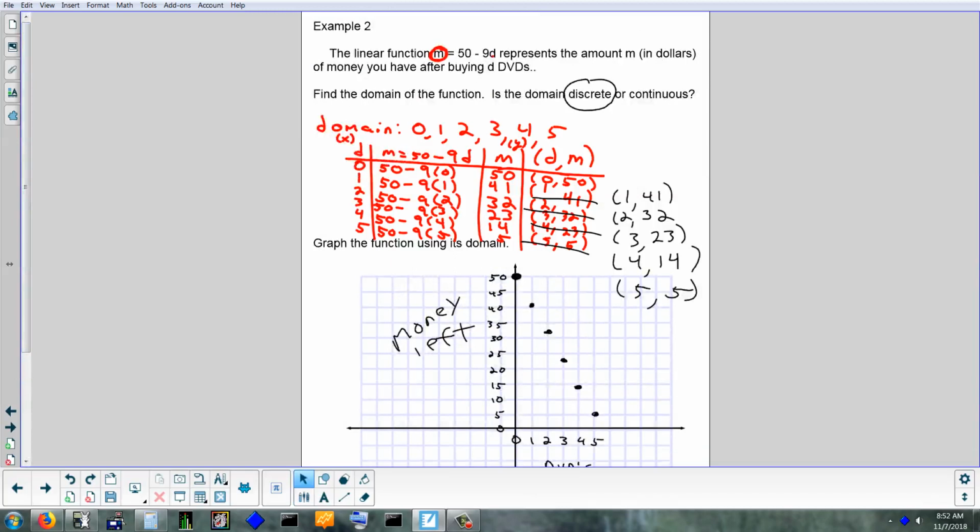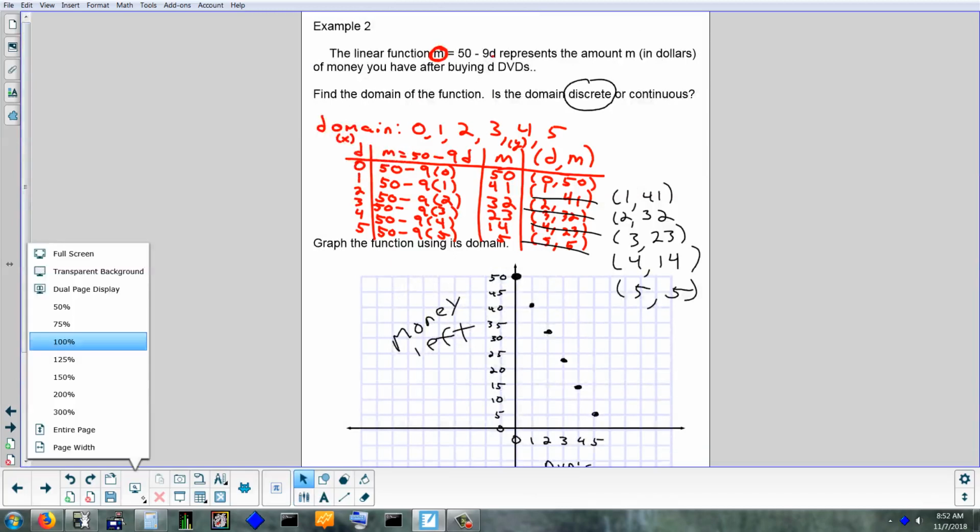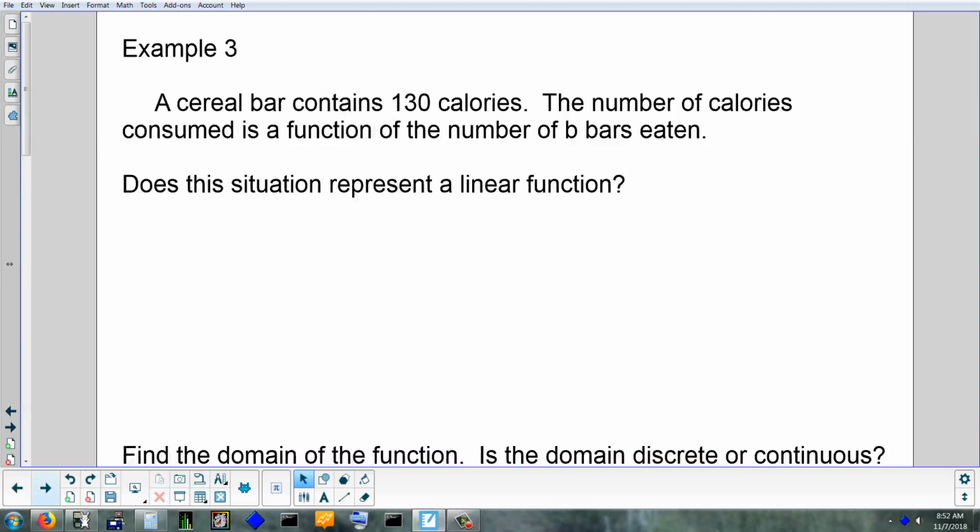Okay, so the last one we'll take a look at will be a continuous example. Example 3 says a cereal bar contains 130 calories. Number of calories consumed is a function of the number of bars eaten. Right? So is this going to be a linear function? So when I graph it, will it give me a straight line? Yes, it will. This is going to be a linear function. So does the situation represent a linear function? Yes.